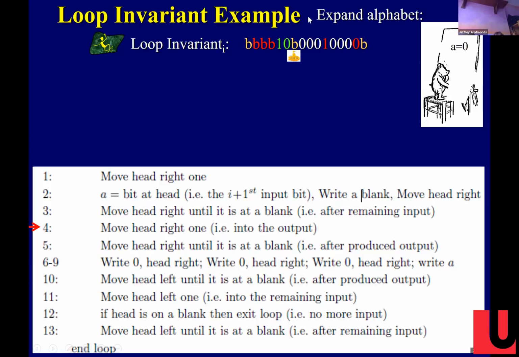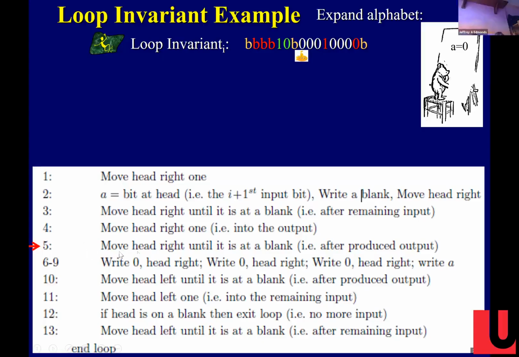It's moving us into the output, right? Because that's output, right? So we do line 4, and bang, there my head is past the blank, and I'm now on line 5, right? Everybody get that? Yep. Then what does line 5 do?